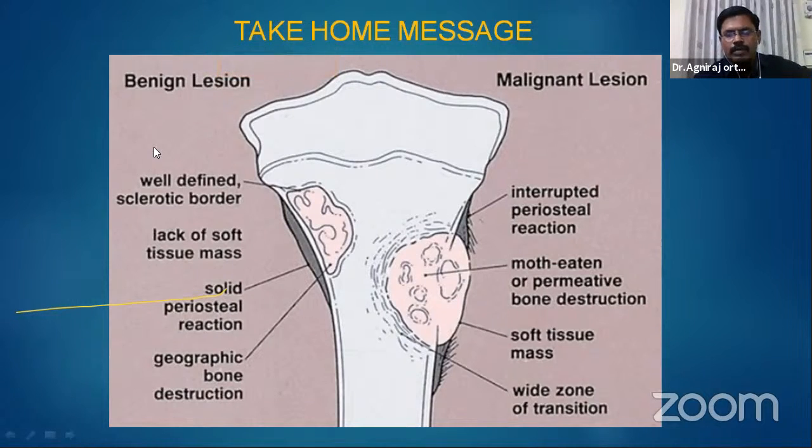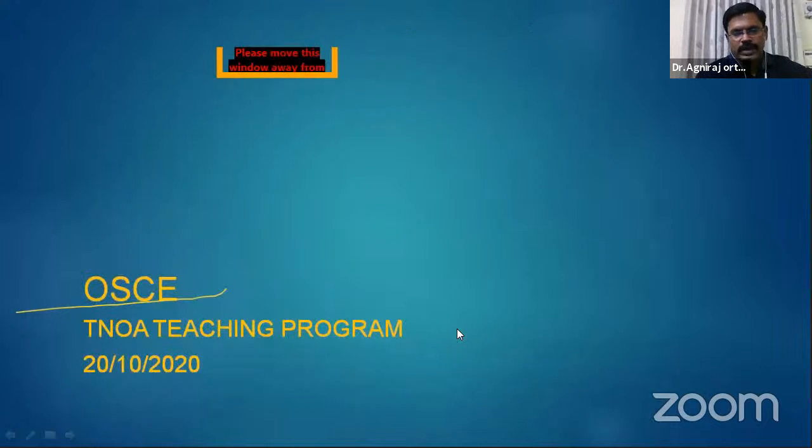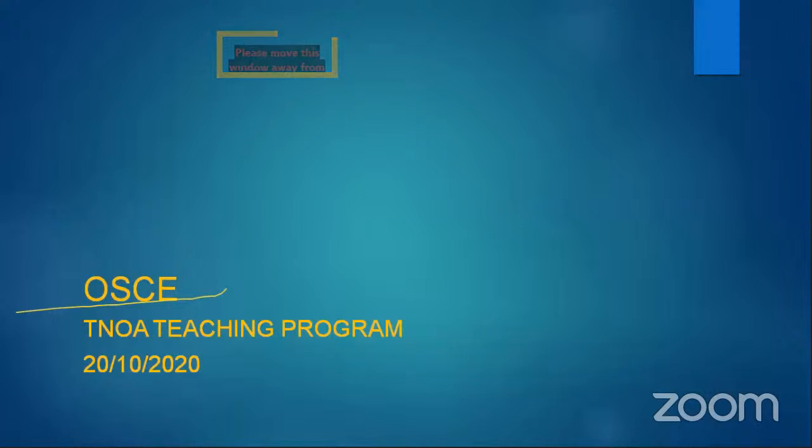So matrix, whether it is lytic, clear matrix, or chondroid matrix, or osteoid matrix, you should mention. Matrix is the sixth one. Seventh one, complications like cortical breach, soft tissue mass. These are the things you should remember. I have finished my topic. Hope this class was useful. Now we can start the OSCE.